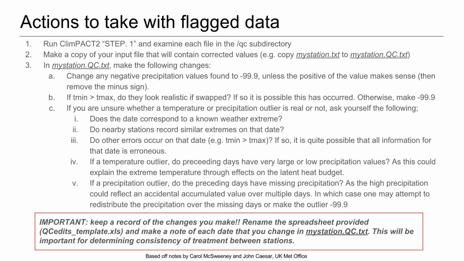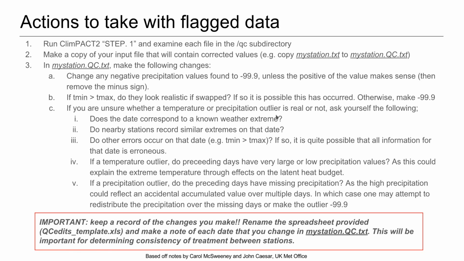So the first step before you make any changes to your input file is to make a copy, a backup. You always want to have the original file, the un-quality-controlled file, and then your new file that has had corrections made to it. We highly recommend that, just for good record keeping.